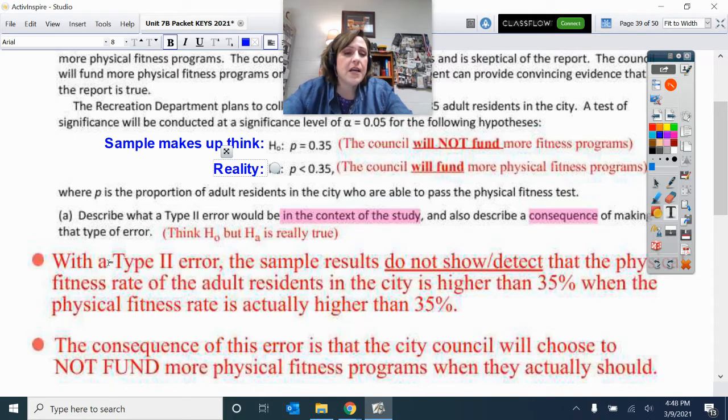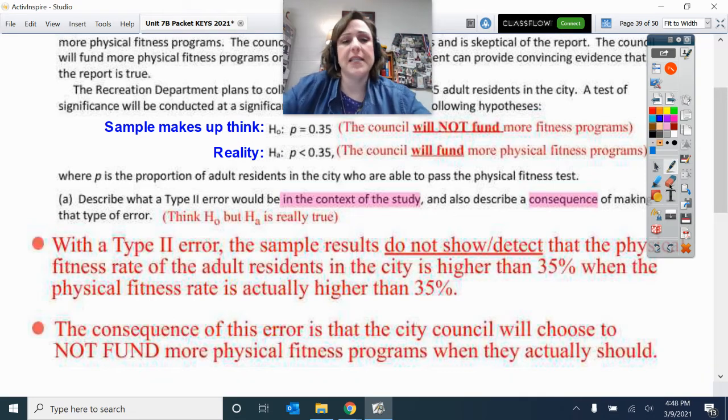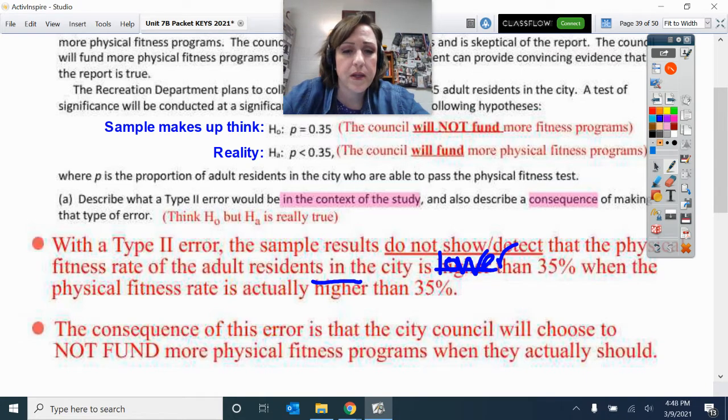All right. So with a type 2 error, the sample results do not show or detect that the physical fitness rate is lower. I keep getting this mixed up. It does not detect that it is lower, because lower is whenever they'll fund more programs. I keep thinking if they say it's higher, they'll fund more. When the physical fitness rate is actually lower. So I'll have to go in there and fix that.